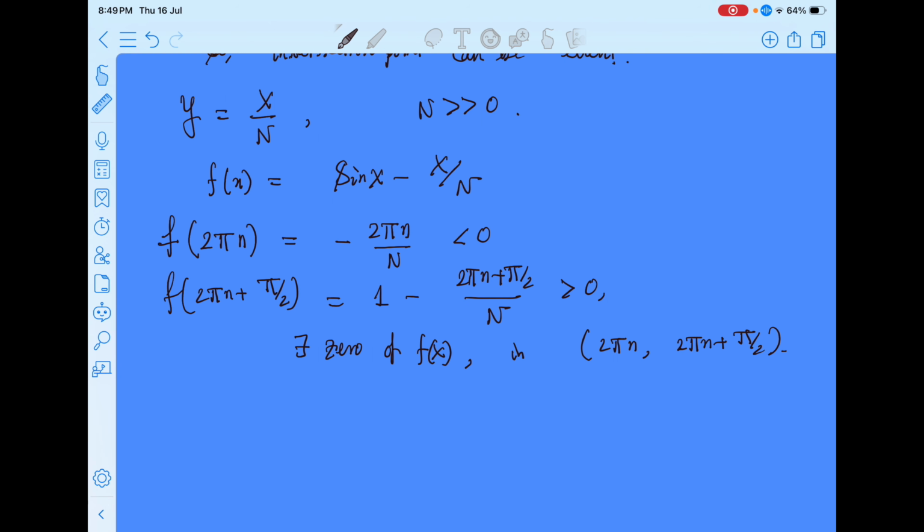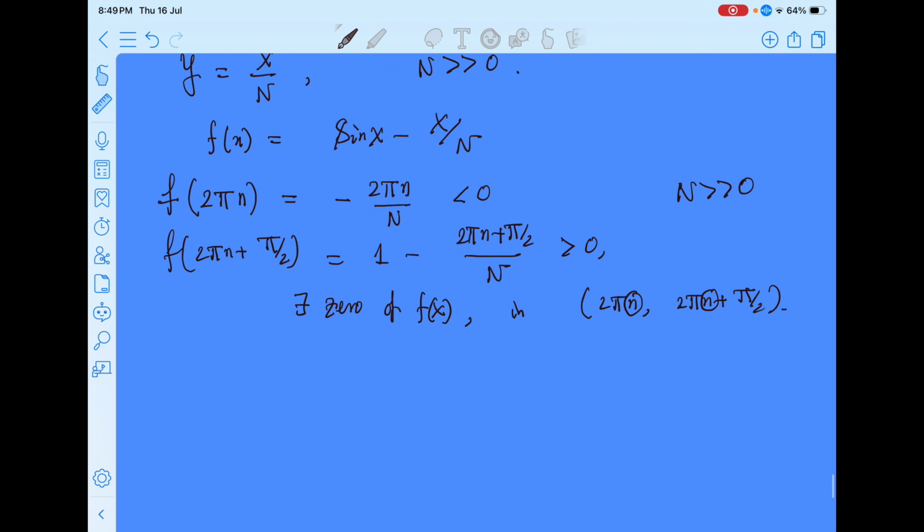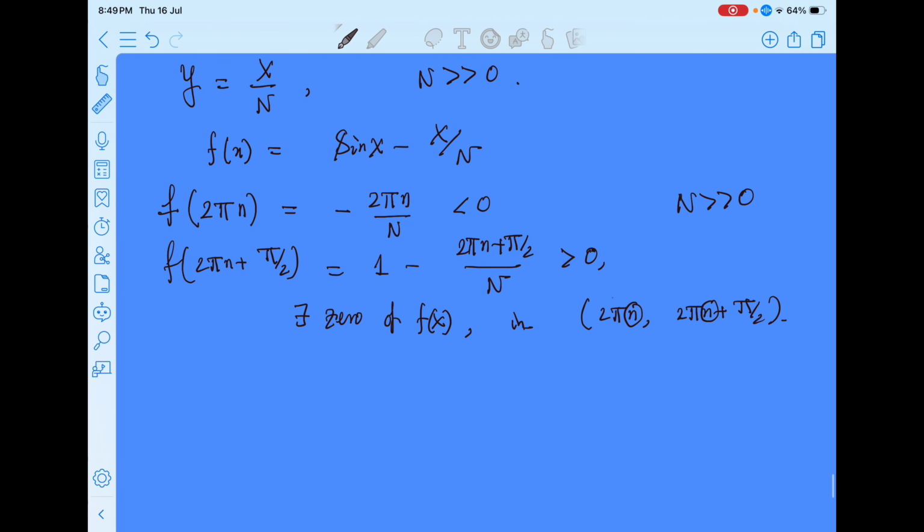So you can take n sufficiently large and increase this number. This will remain less than 1, right? So the number of intersection points is not bounded.